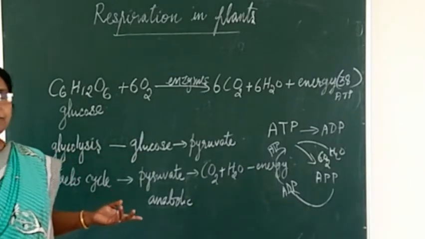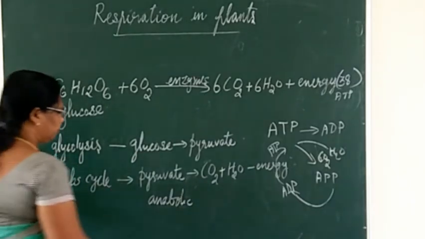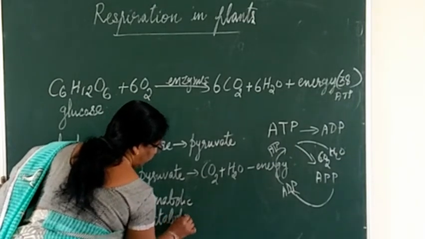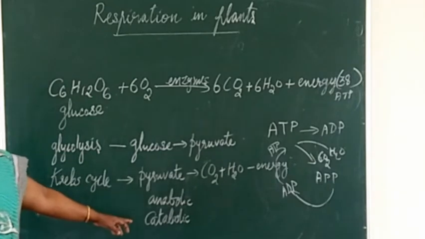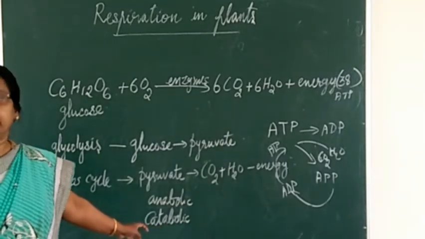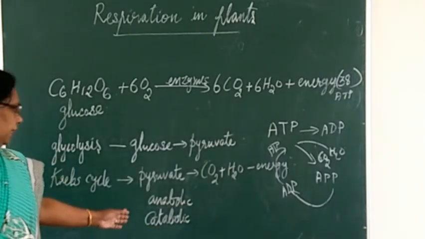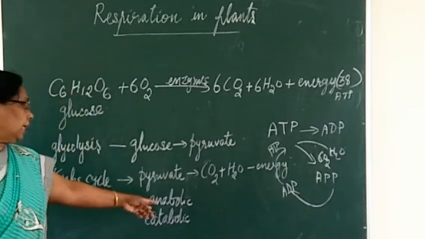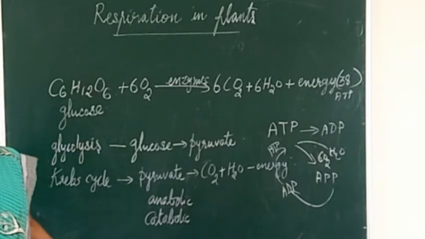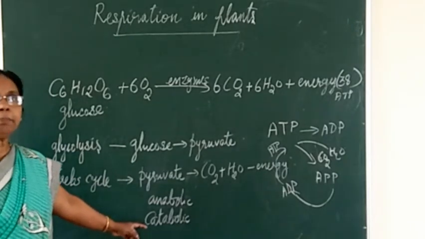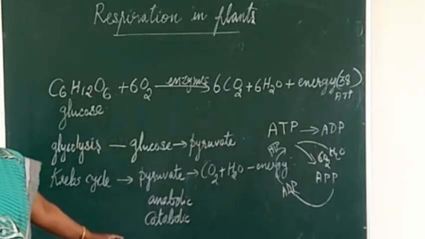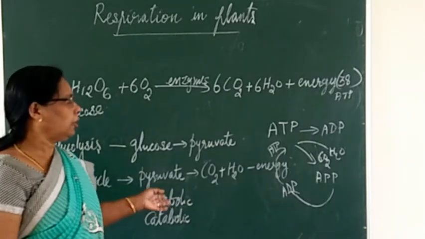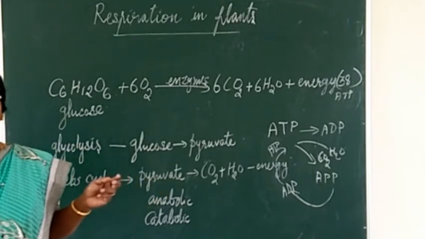Another second one is called catabolic. This is breaking down. So catabolic is breaking down; here you can see that glucose is broken down. So one example of an anabolic process is photosynthesis, whereas another example of a catabolic process is what? Respiration.